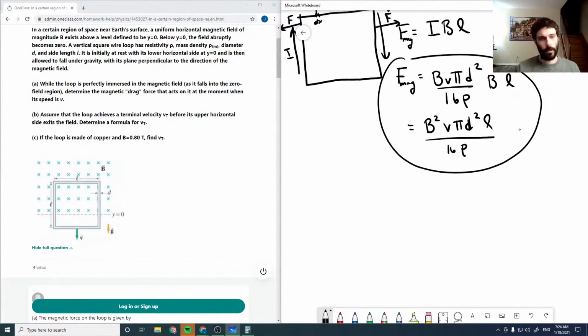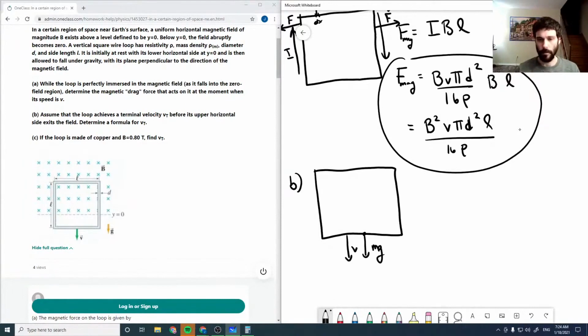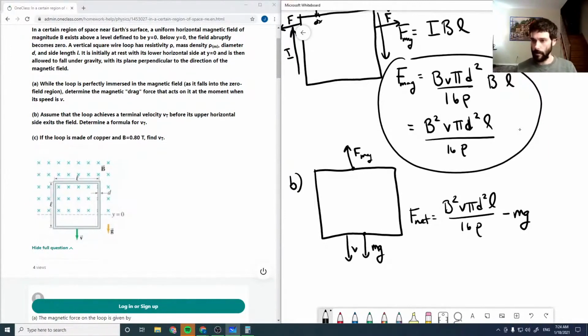Okay, and now when we're looking for a terminal velocity, we've got our loop falling with some velocity v. We look at our forces: we have mg and F mag. So our F net is B squared V pi d squared L over 16 rho minus mg. And in fact, this equals ma.